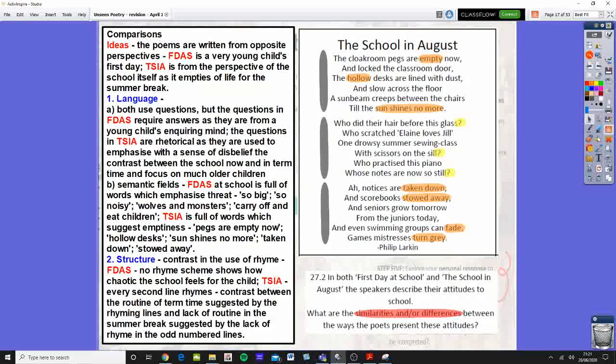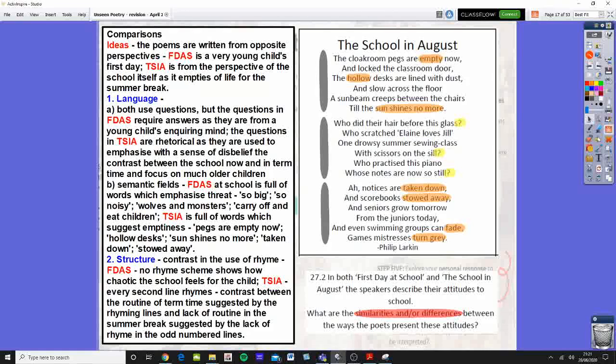Now, School in August is a little bit different because there is rhyme. If you look, you will see that every second line, all the even numbered lines in each stanza, rhyme with each other, whereas the odd numbered lines don't rhyme. Now, if you were being really clever about that, you possibly could suggest that the rhyme suggests the routine of term time, where everything follows a timetable.